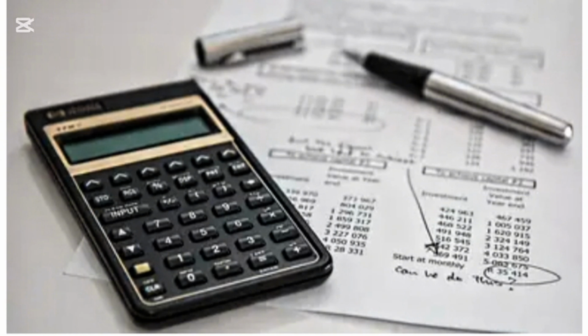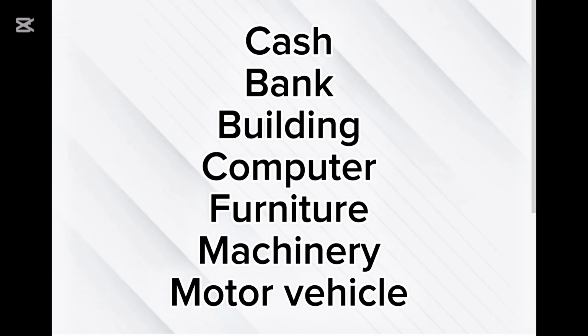Let's begin. All right, let's understand what an asset is. An asset is anything a business owns that helps it earn money in the future. For example, it can be cash, bank, buildings, furniture, computer, machinery, motor vehicle. These are the things that are going to be used by the owner of the business to run the business.